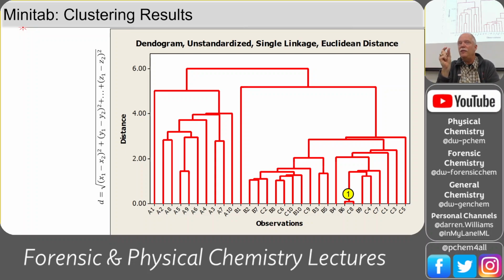You got 15 minus 16 squared and 12 minus 11 squared and 0.5 minus 0.4 squared. Those are all really small numbers. Square them, add them, take the square root. That's the Euclidean distance. And so this tells us B6 and C8 are almost identical.